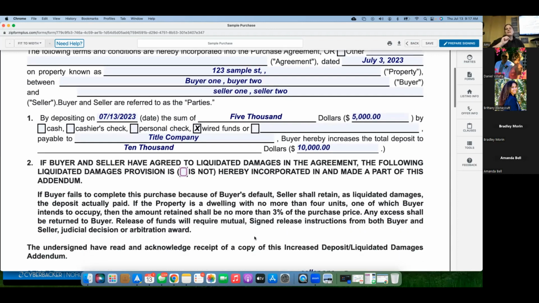If buyer and seller have agreed to the liquidated damages in the agreement, hold on, I've got to figure out how to move you guys out of my window. There we go. The following liquidated damages provision is hereby incorporated in and made part of this addendum. So if we agreed to the liquidated damages clause in the residential purchase agreement, all parties have initialed it, then we're going to incorporate this in, or you could opt out of that liquidated damages clause by checking the box is not.